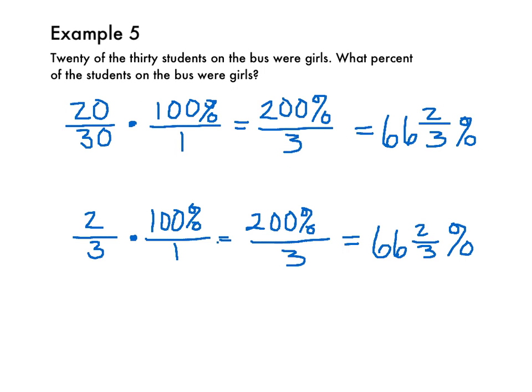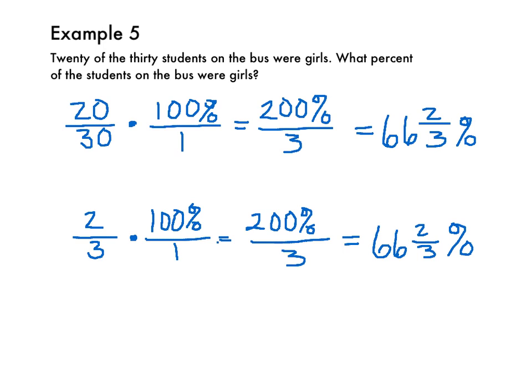In our final example, 20 of the 30 students on the bus were girls. What percent of the students on the bus were girls? We first find the fraction of the students that were girls, then we convert the fraction to a percent. Girls were 20/30ths, or 2/3, of the students on the bus. Now we multiply the fraction times 100%. We can use either 20/30ths or 2/3 as shown in these examples.